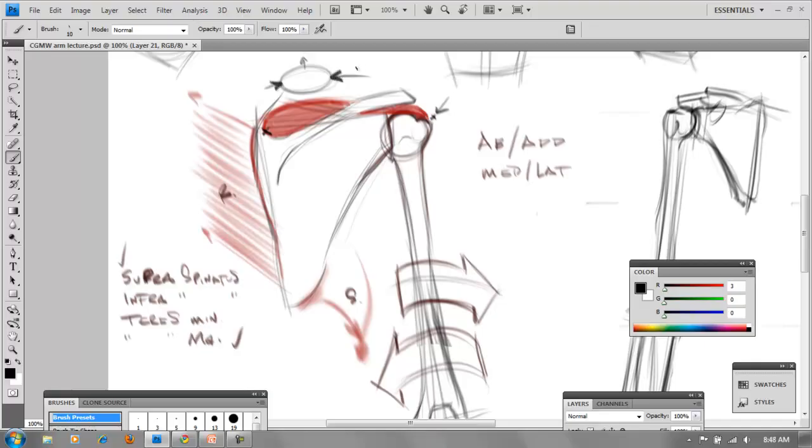Right? So this is going to be helping with which one? Abduction, right? Because it's helping take the arm away. Right? So in ab or adduction, we're still thinking about this versus in.